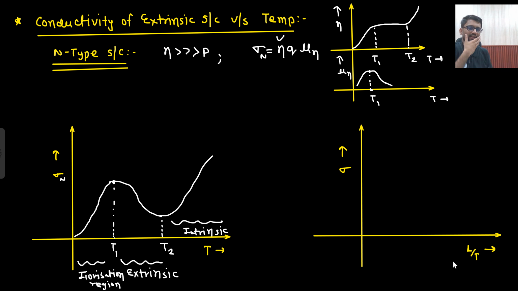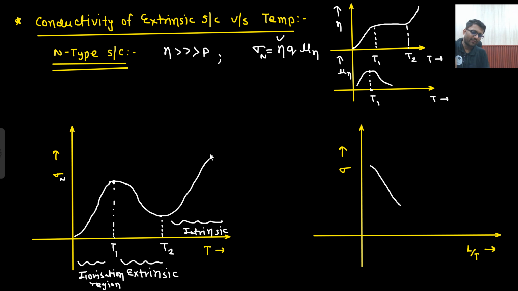What about this graph versus 1 by T? How will you start? From the top, go down, and then again increase. I am working in this direction, right? When I am making sigma versus T, I will work like this. When I am making sigma versus 1 by T, now I will work like this.